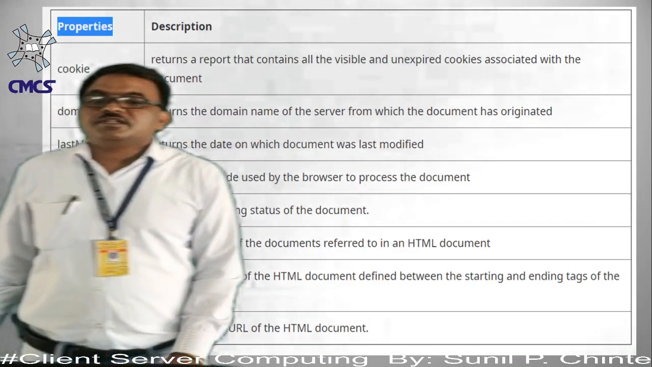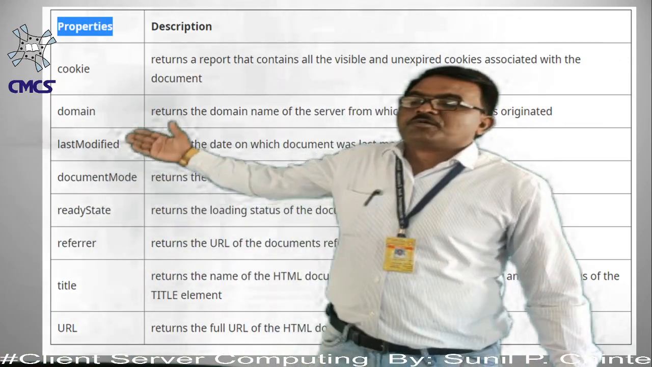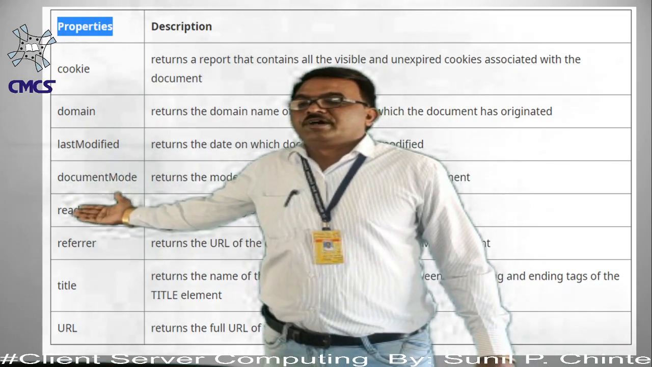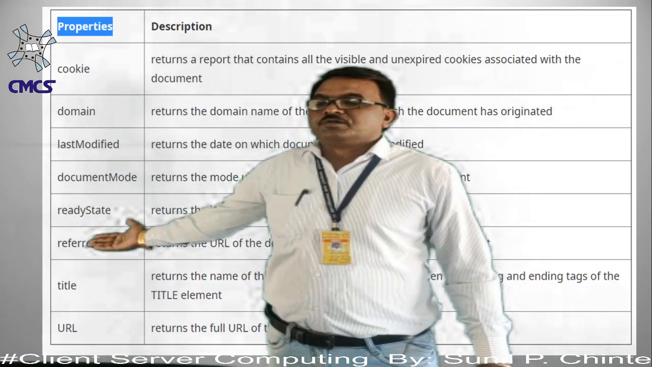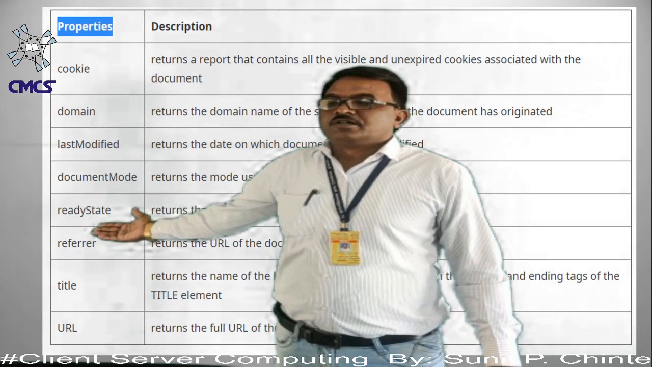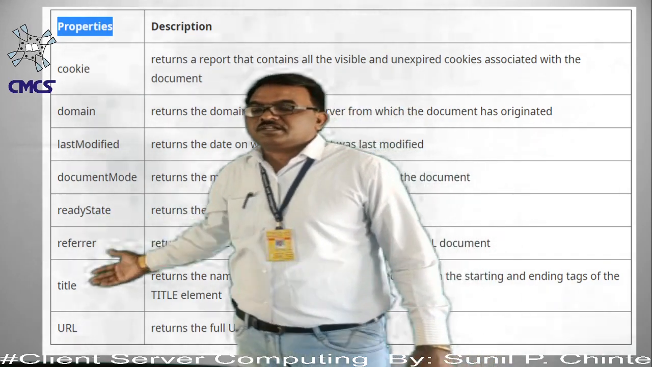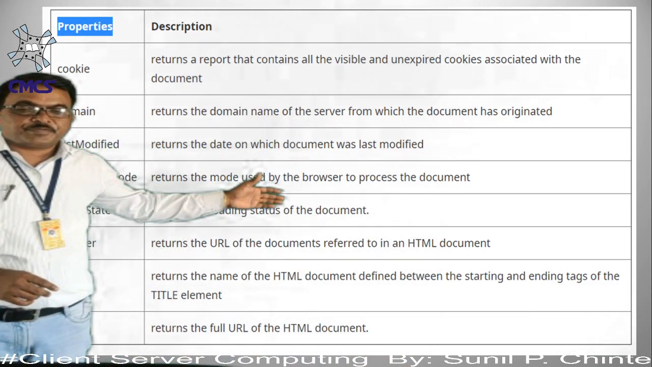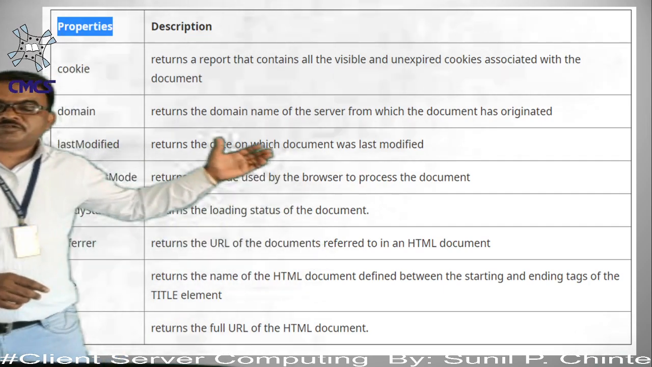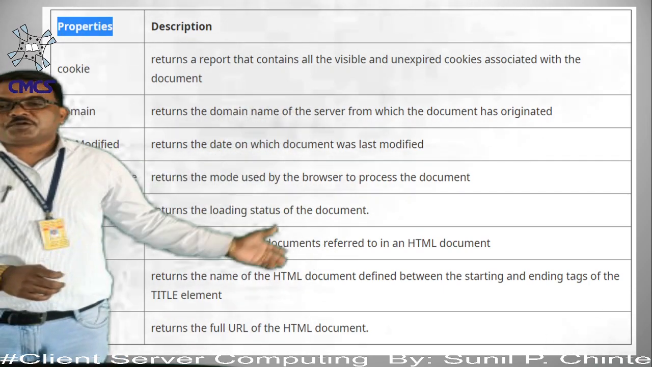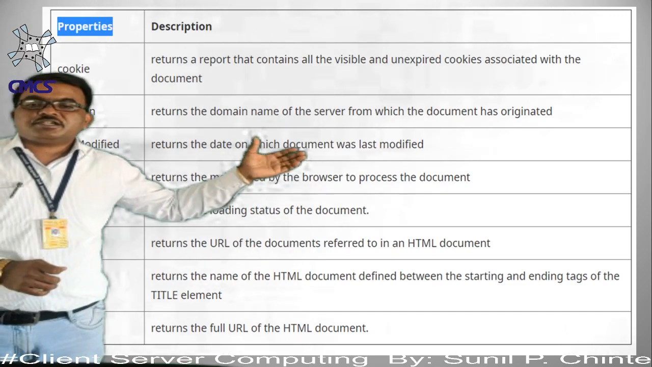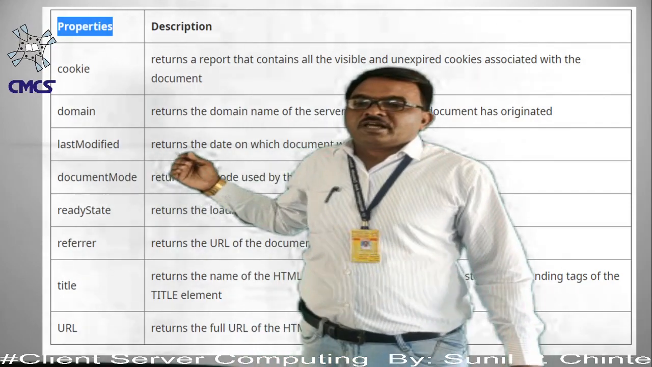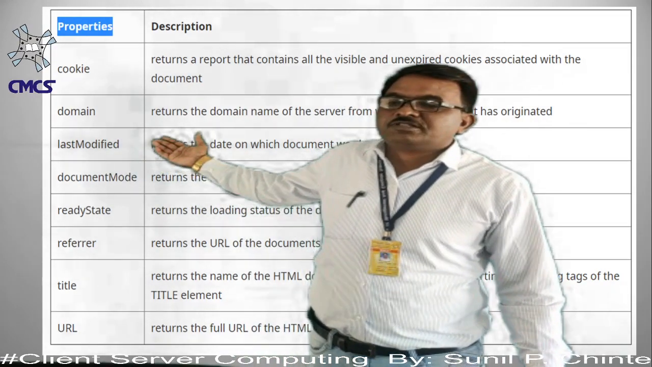Let's see the different properties, such as cookie, domain, lastModified, documentMode, readyState, referrer, title, and URL. These are the properties of the document object, and we will discuss them. The cookie property returns a string that contains all the visible and unexpired cookies associated with this document.